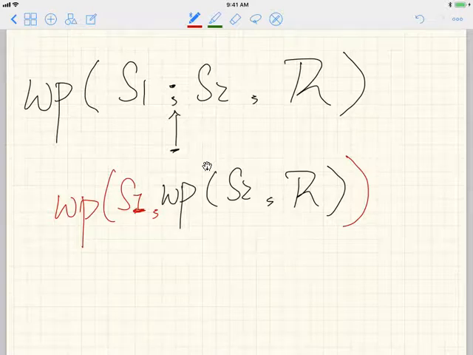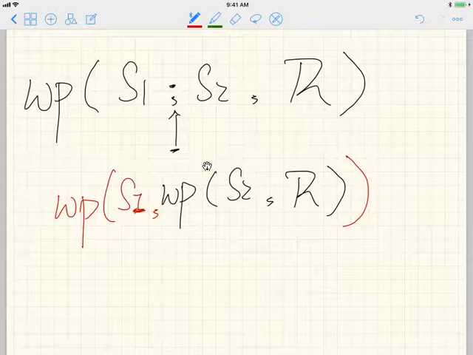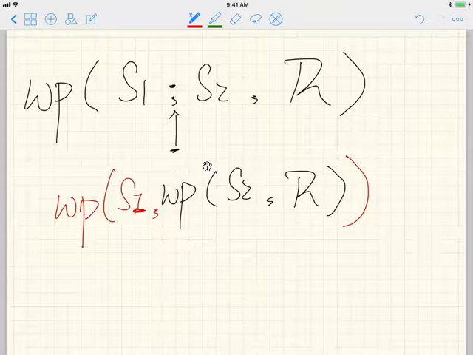All you have to understand is, in this case, the post-condition for S1 is at the same time the precondition for S2. Okay, that's something you have to know. And the precondition for S2 is going to be strong enough to establish R. Okay? That's all we have to know.